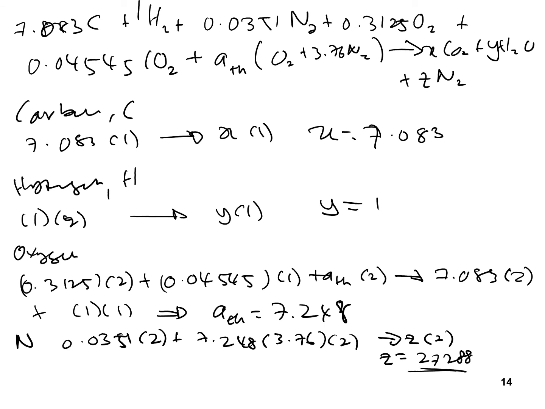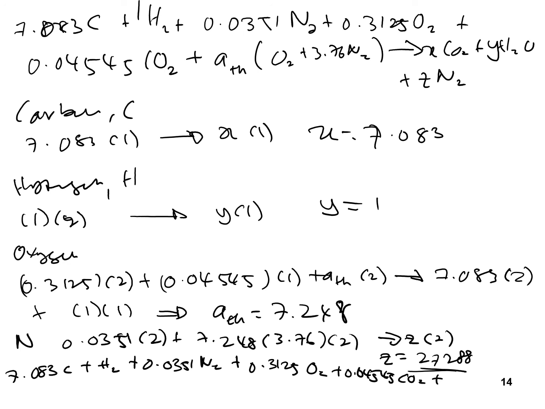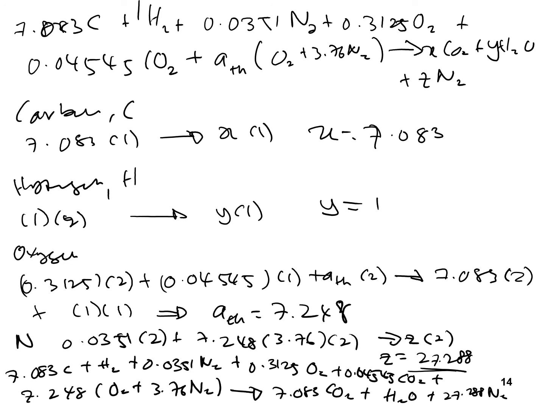Okay, so our chemical balance will become 7.083 C plus H2 plus 0.0351 N2 plus 0.3125 O2 plus 0.04545 CO2 plus a, what is a? 7.248 times (O2 plus 3.76 N2) produces 7.083 CO2 plus H2O plus 27.288 N2. So as you can see here, the combustion product from solid fuel has produced a lot of nitrogen.